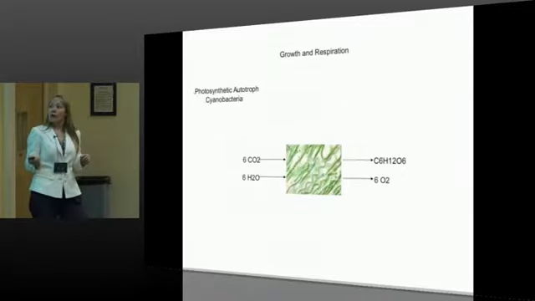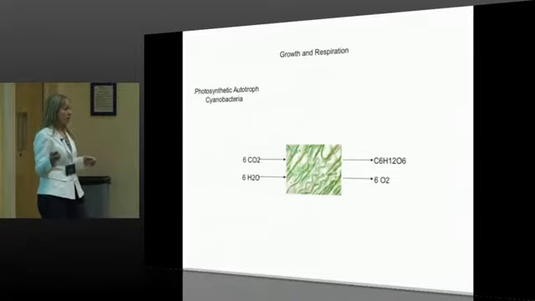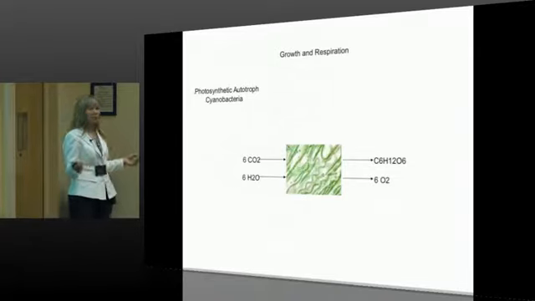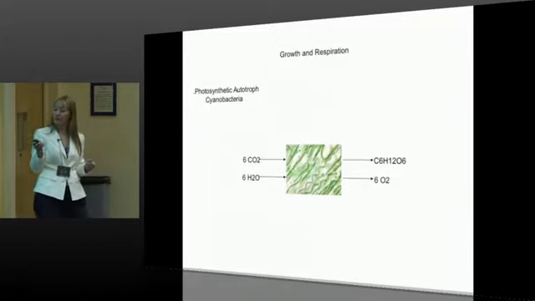So another way of eating and breathing are photosynthetic autotrophs. So these guys are using the sun to make their own sugars. So they're fixing carbon. So you see the carbon coming in, oxygen coming out, sugars coming out.